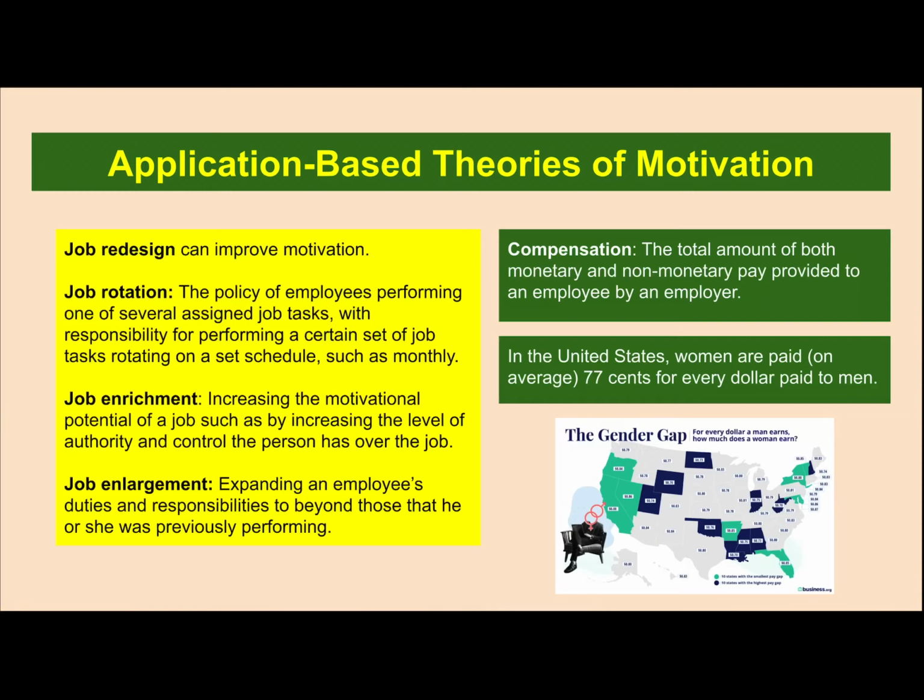All right, second to last theory of motivation. This isn't really so much of a theory. We're talking about job redesign and how redesigning a job can improve the motivation of your employees. And when redesigning a job, you can use job rotation, where employees take turns doing different tasks. Job enrichment, where you're increasing the motivational potential of a job by increasing their authority and the control that they have over their own job. That's the autonomy stuff we talked about on the last slide. And finally, job enlargement, where you expand their duties and responsibilities. And all 3 of these things can improve employee motivation.